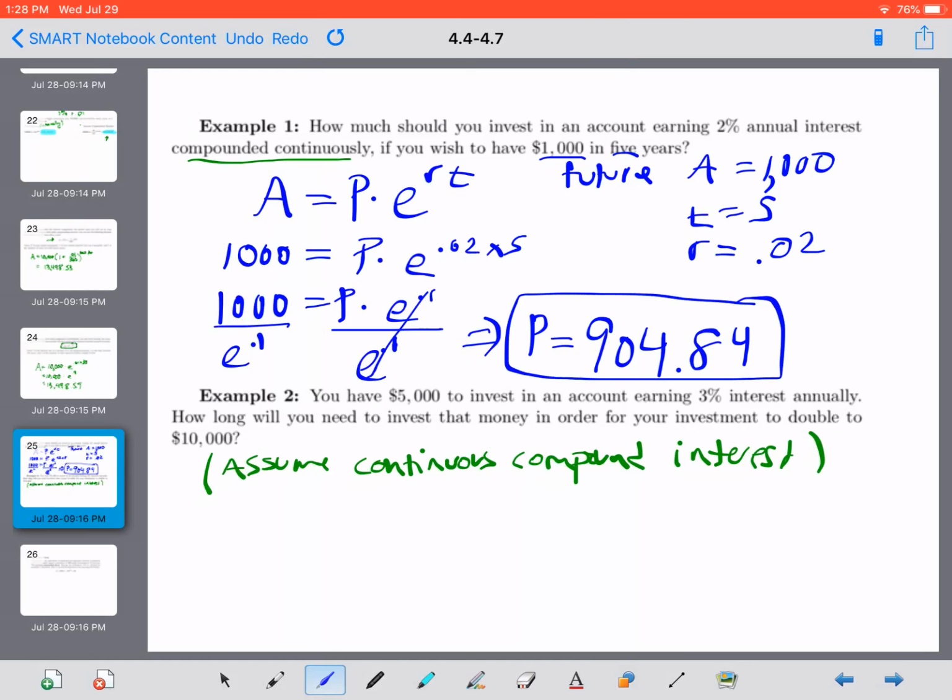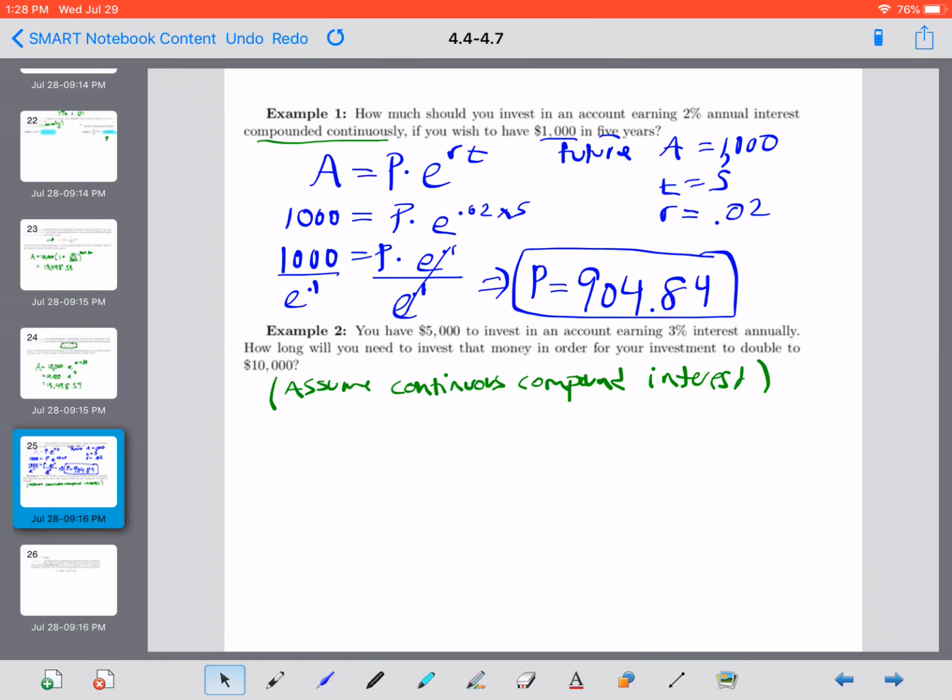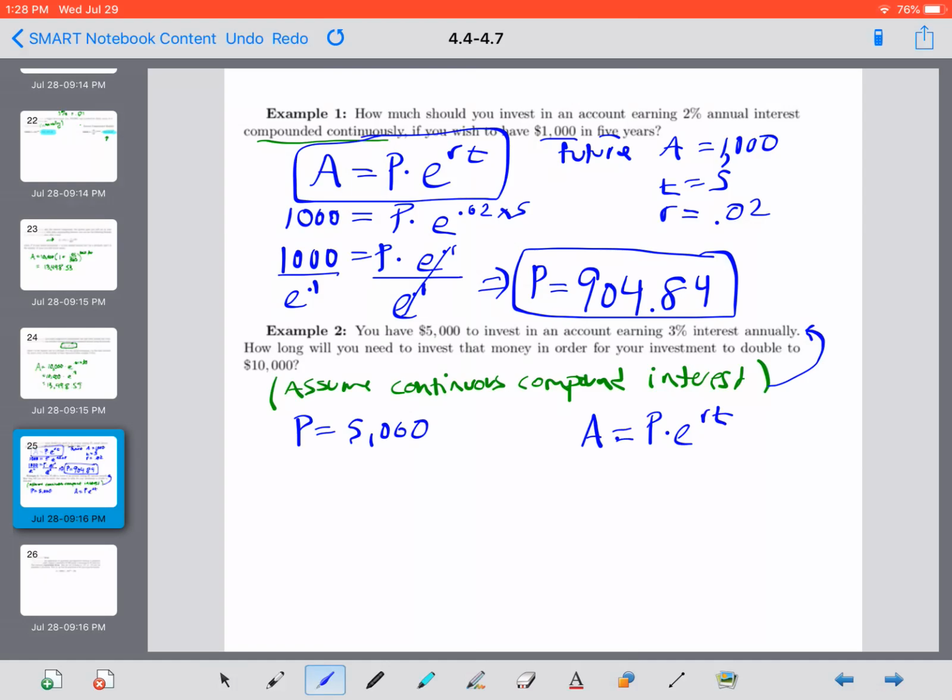Okay, let's do another example. So suppose you have $5,000 to invest in an account. All right, that's what you have now. So that should be your initial investment. And it's earning 3% interest annually. I didn't mention it here, but I meant to mention it using continuous compound interest. So we'll be using the same formula here. Okay, so we're still using this formula A equals P times e to the RT. So our interest rate is 3%, so R would be 0.03. 3% as a decimal would be 0.03.